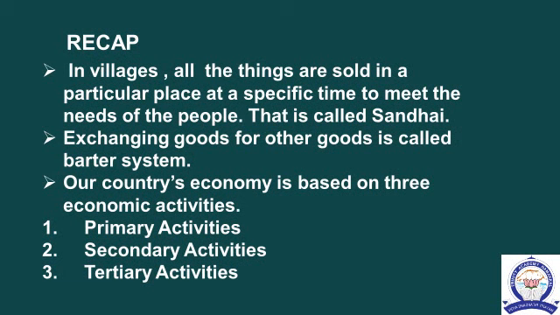Children, now we can see a short recap of this lesson. We saw about what is Sunday market, that is, in villages, all things are sold in a particular place at a specific time to meet the needs of the people. That is called Sunday market. Exchanging goods for goods is called barter system. Our country's economy is based on three economic activities, that is, primary activities, secondary activities, tertiary activities.